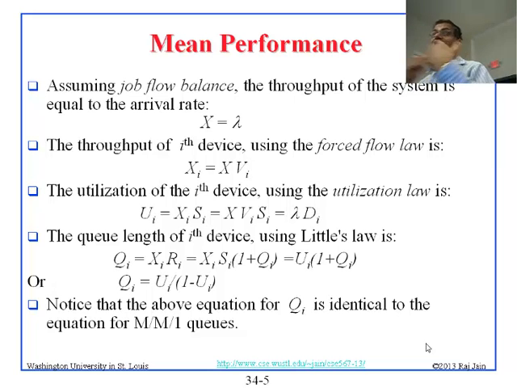We are assuming a single server, exponential arrivals, and exponential service time. So this is an M/M/1 queue. By going around and around, we found the formula QI equal to UI upon 1 minus UI. This could have been derived using birth-death processes and things like that, but we derived it some other way. So this is for the M/M/1 queue.